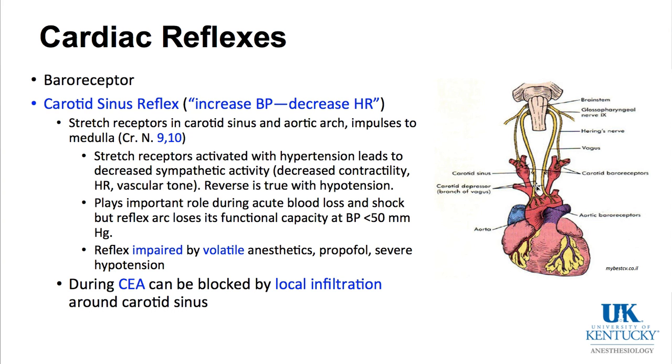This carotid sinus reflex is important during acute blood loss and shock. But if you get very, very low blood pressure, for example, less than 50 millimeters of mercury, it tends to lose its normal functional capacity. And the reflex itself tends to be impaired by volatile anesthetics, propofol, and, as previously mentioned, severe hypotension, less than 50 millimeters of mercury. If you're doing a carotid endarterectomy, you see the direct effects of a carotid sinus reflex frequently when a surgeon presses on and around the carotid.